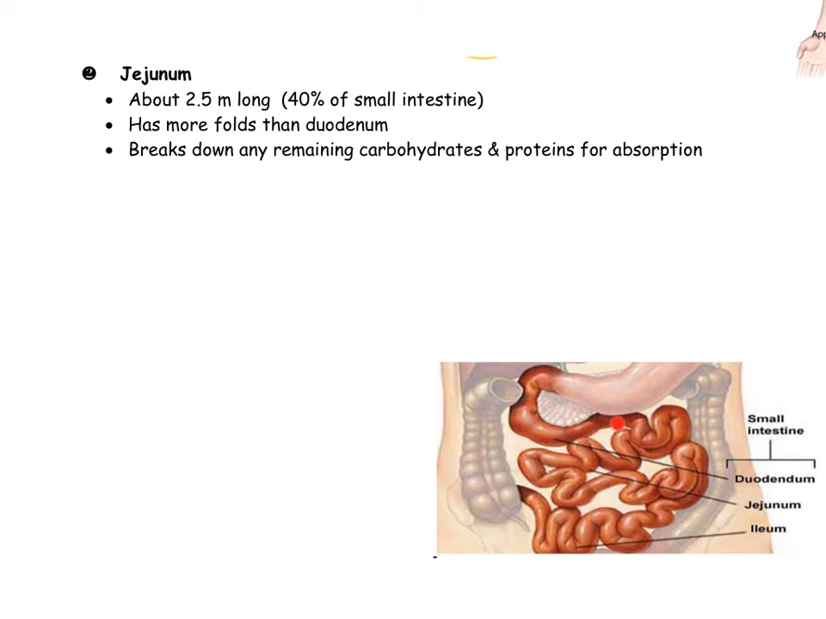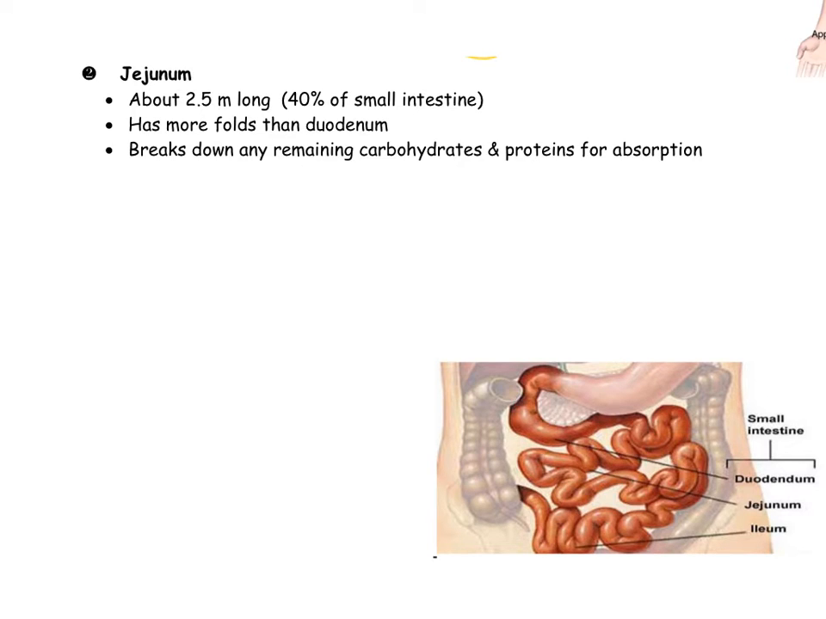Now we're ready to talk about the next section, which is the jejunum. The jejunum is quite a bit longer than the duodenum. It's about 2.5 meters long. So I want you to just pause for a minute and think about that. 2.5 meters, so 2.5 meter sticks long, all squashed into your abdominal area. It comprises about 40% of the small intestine.